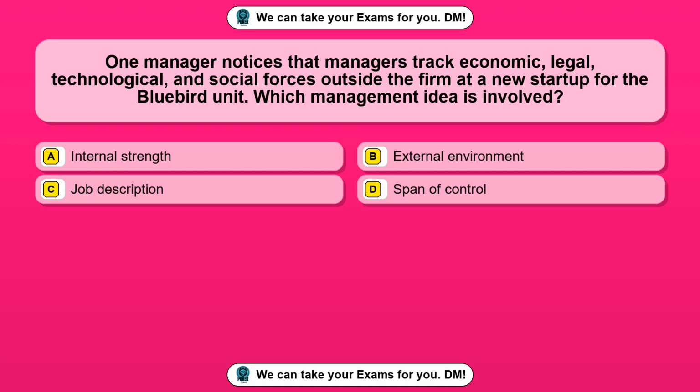Question 60. One manager notices that managers track economic, legal, technological, and social forces outside the firm at a new startup for the Bluebird unit. Which management idea is involved? Option A, internal strength. Option B, external environment. Option C, job description. Option D, span of control. The correct answer is option B, external environment.